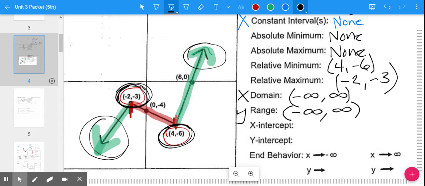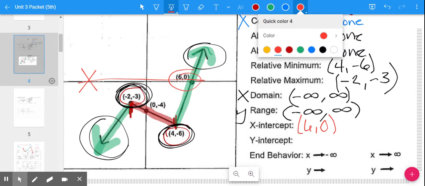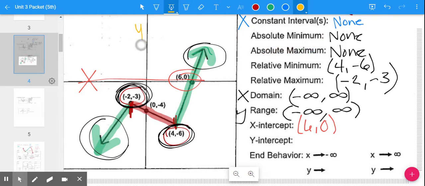So your x-intercepts are where your line crosses the x-axis. The x-axis is this one. I'm going to mark it over here. So it crosses your x-axis at 6, 0. Your y-intercept, this is your y-axis, so it crosses right here at 0, -4.